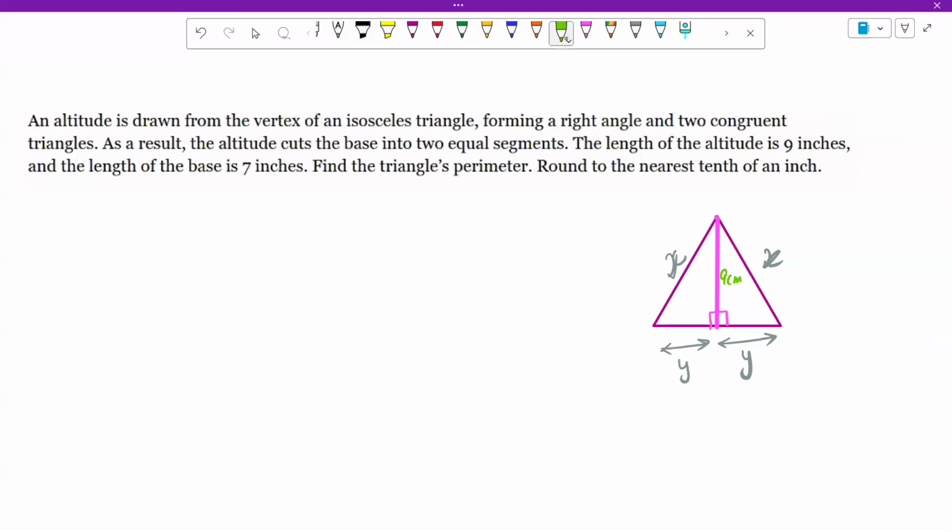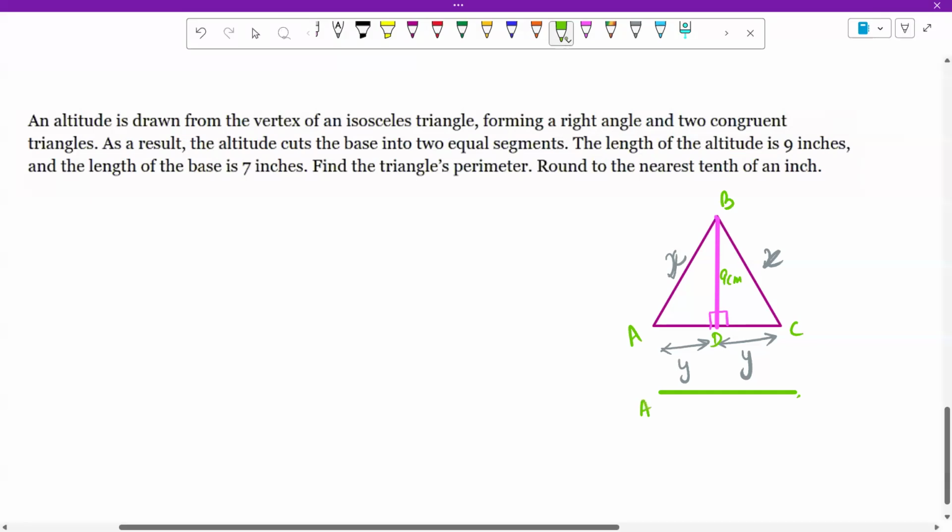Length of base is 7 inches. So this is the base. It is 7 inches. Now see, let me call it A, B, C, and D. So A to C is 7 inches. So how much is A to D and D to C?